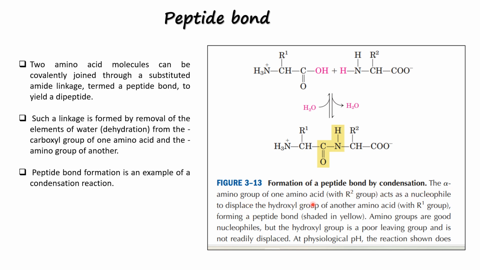As we can see in this figure, there is formation of a peptide bond by condensation. The alpha amino group of one amino acid with R2 group acts as a nucleophile to displace the hydroxyl group of another amino acid with R1 group. So this amino group will act as a nucleophile, and it will replace this OH group from amino acid 1, forming a peptide bond, which is shaded in yellow. This is the peptide bond. This is C, there is a hydrogen, and on the carboxyl group there is an oxygen. Amino groups are good nucleophiles, but the hydroxyl group is a poor leaving group and is not readily displaced. As we can see, there is a displacement of a water molecule, and they form this peptide bond. This peptide bond has some properties.